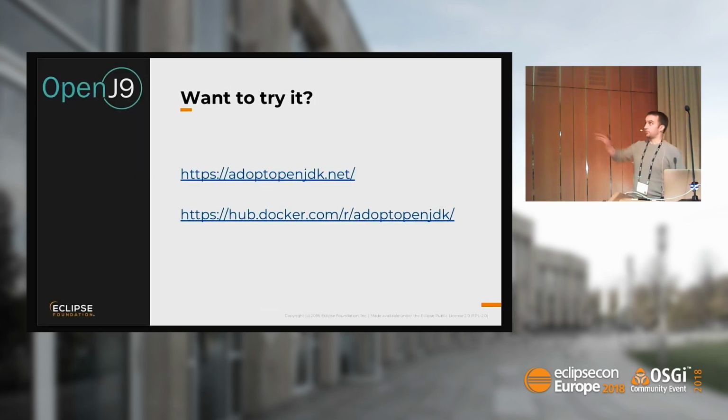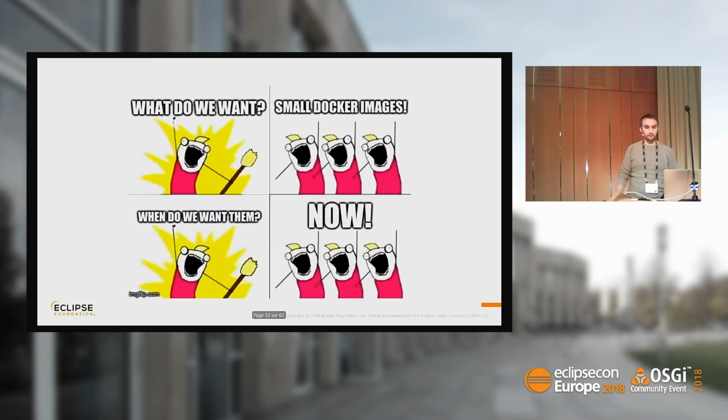So if you want to try it, just go to the Eclipse OpenJ9 project, or if you want to download the binaries, the Eclipse OpenJ9 project does not provide any binary directly on the website. You need to go to adoptopenjdk.net. It's an initiative from the London JUG, I think, that provides builds for OpenJDK. So here you can download OpenJDK either with HotSpot or OpenJ9, and they also build Docker images available on Docker Hub. So now we have a very fast and very lean JVM that works well in Docker images.